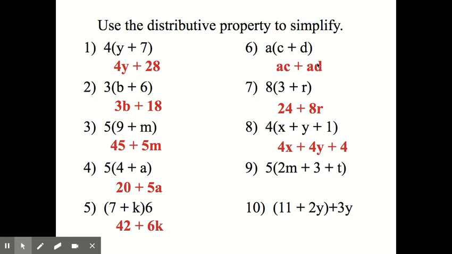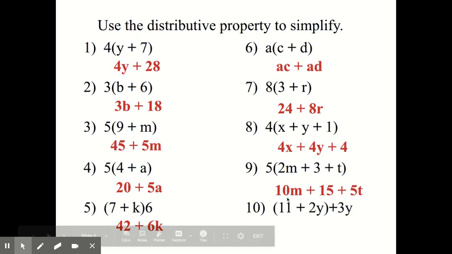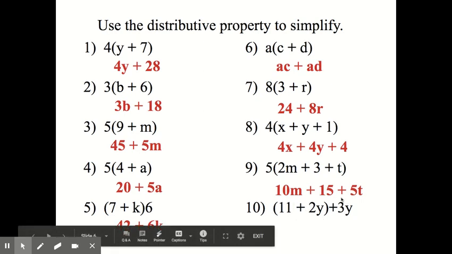Number 9, we have 5 times parentheses 2m plus 3 plus t. That gives us 10m plus 15 plus t. And then finally, we have this set up here for number 10.